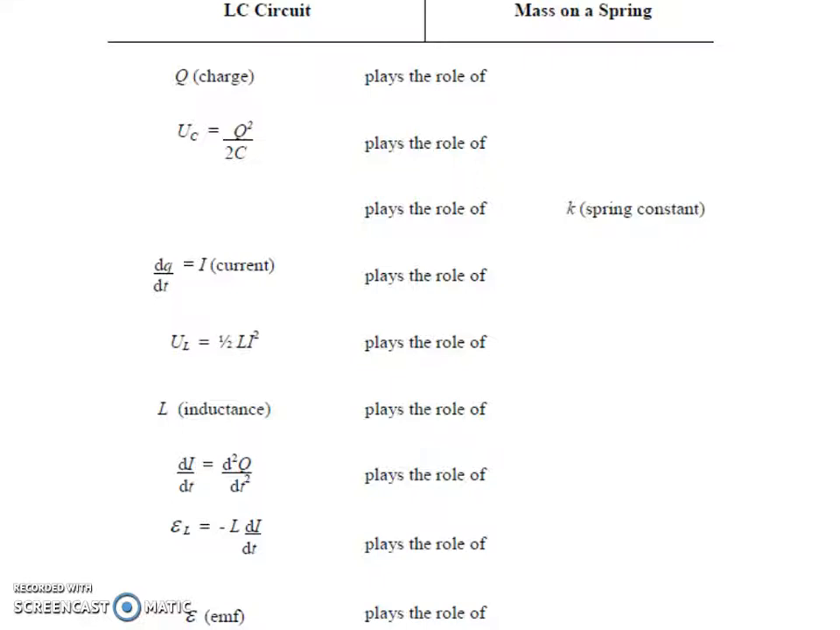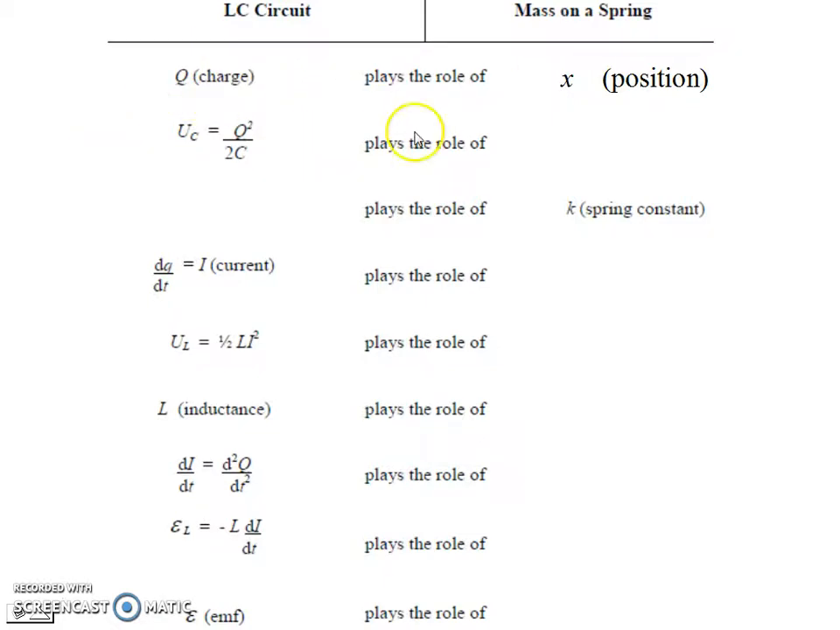Okay. So the first thing here is charge. Charge is clearly playing the role of position. Look at the equation, x equals A cosine omega t, q equals q naught cosine omega t. They follow the same sort of pattern there, and so it's a little bit weird, but the position of the mass on the spring is playing the role of the charge on the capacitor, right?